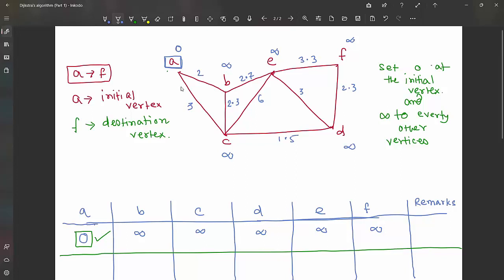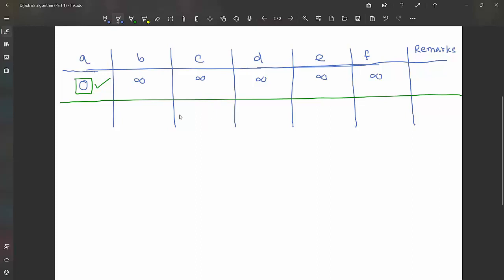Now this is the most important thing here. Whenever you go from A to B, it will be of weight 2 units. From A to C, it will be of weight 3 units. But whenever you go from A to E, there is no direct path. That means we will take this weight as infinity. This is one of the most important things, and we are writing this here.